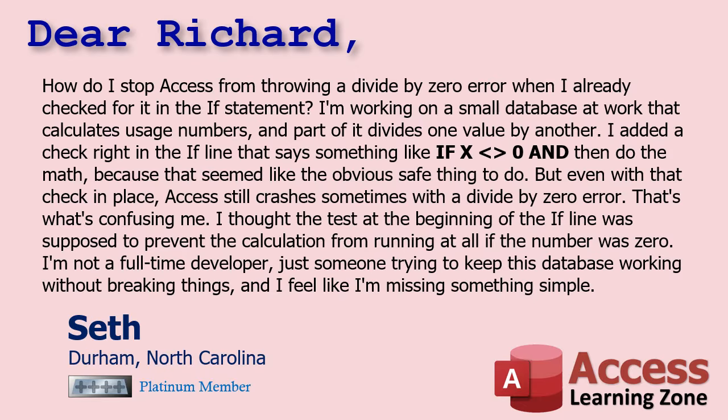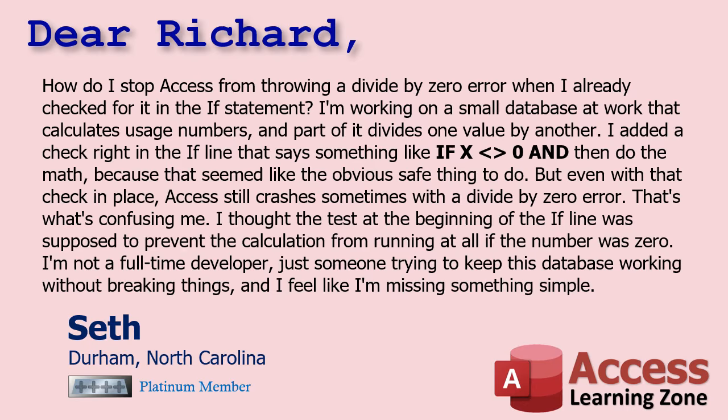Today's question comes from Seth in Durham, North Carolina, one of my Platinum members. Seth asks, how do I stop Access from throwing a divide by zero error when I already checked for it in the if statement? I'm working on a small database at work that calculates usage numbers, and part of it divides one value by another.